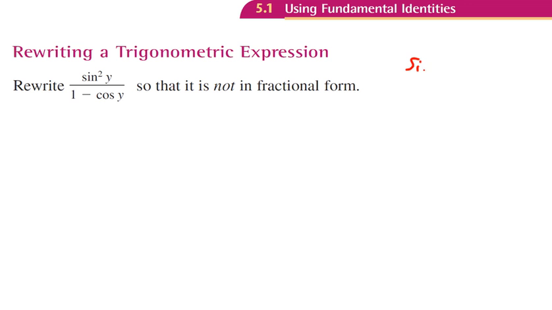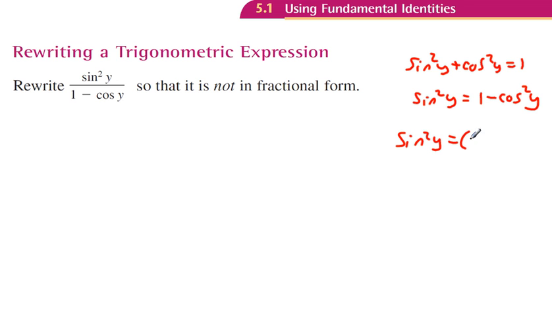So if we took sine squared of y plus cosine squared of y equals 1, okay? If I'm solving for sine squared of y, meaning if I move my cosine squared of y over, I get sine squared of y equals 1 minus cosine squared of y. If I factor this, that just simply becomes 1 plus cosine and 1 minus cosine.